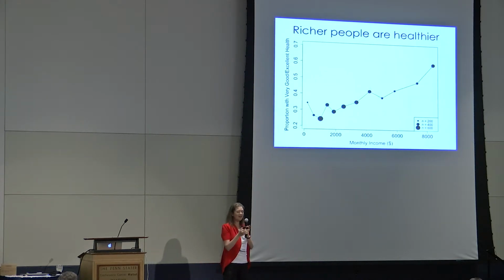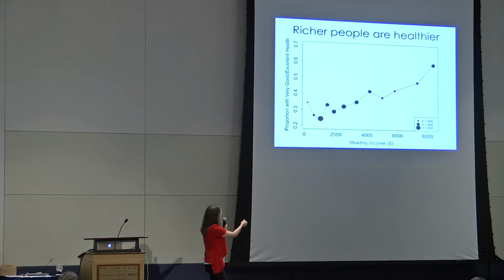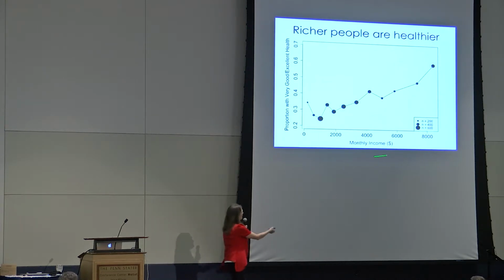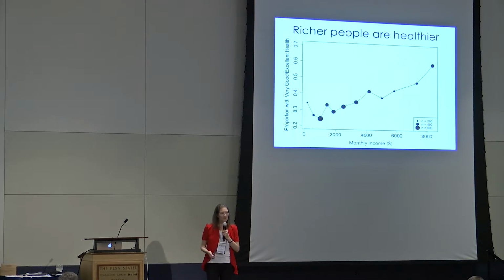But within these categories, the y-axis is giving the proportion of people in that category with very good or excellent health. And the bubble size is kind of superfluous, but it's the number of people in that category, so the denominator for the proportion. You can see the exact same thing. As people get richer, their probability of having very good or excellent health goes up, not surprisingly.